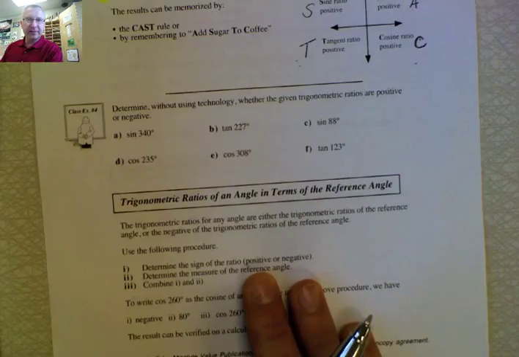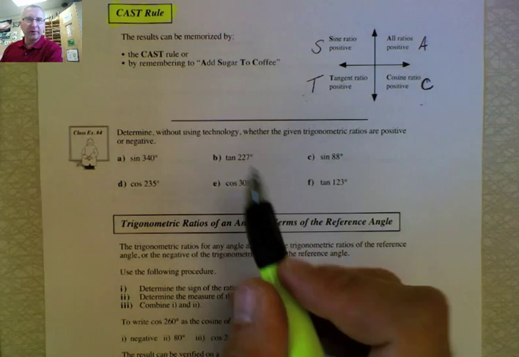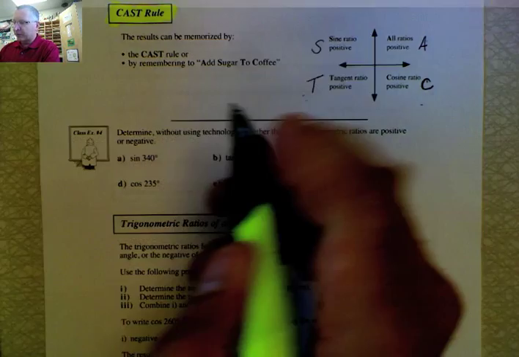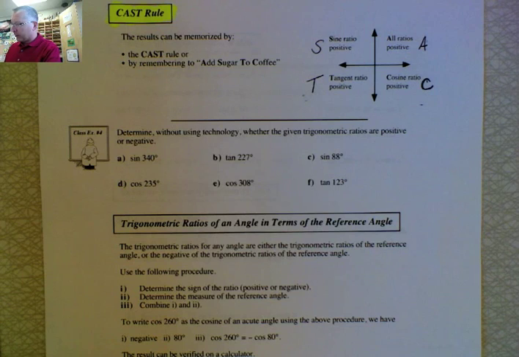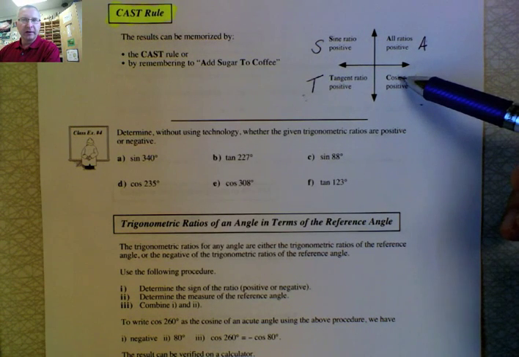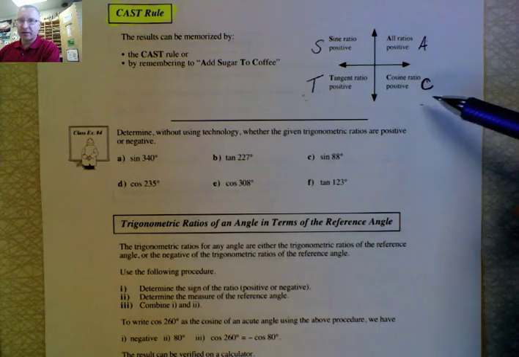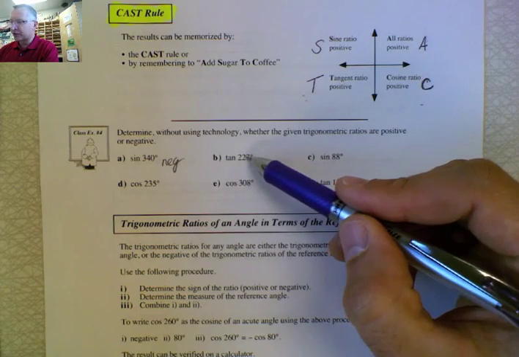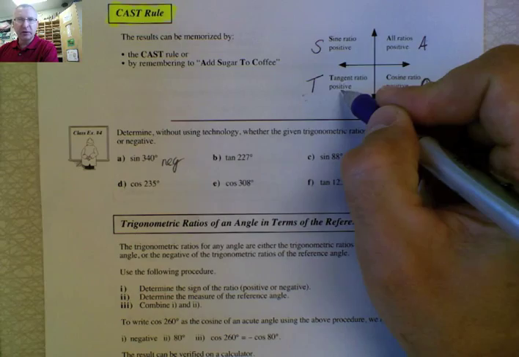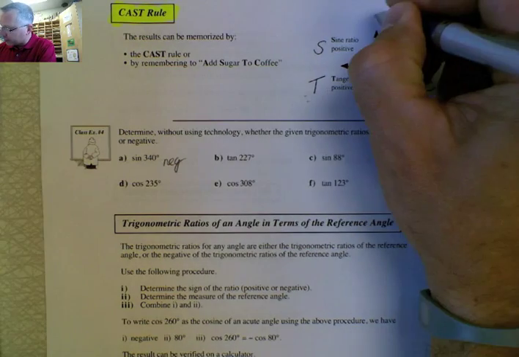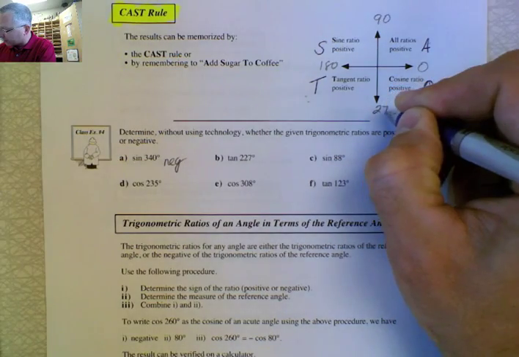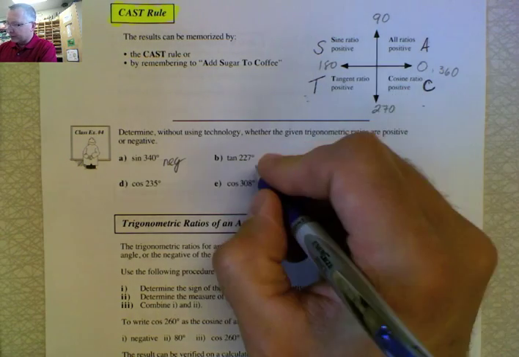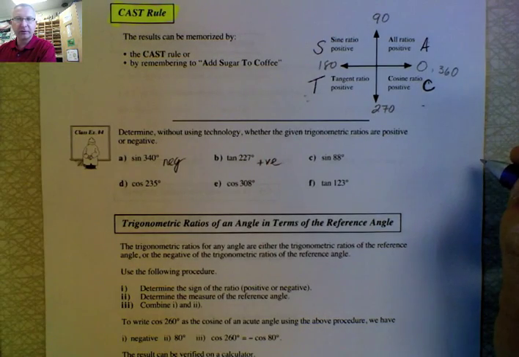So if we look at the next grouping, it says, tell me whether or not each of these particular expressions is positive or negative. So if we look at the sine of 340, well, 340 is in quadrant 4. Sine, well, the only thing positive here is cosine, so sine has to be negative. Tangent 227. 227's in quadrant 3. Remember, this is 0, 90, 180, 270, and 360. So 227's in quadrant 3, so tangent is positive in quadrant 3.